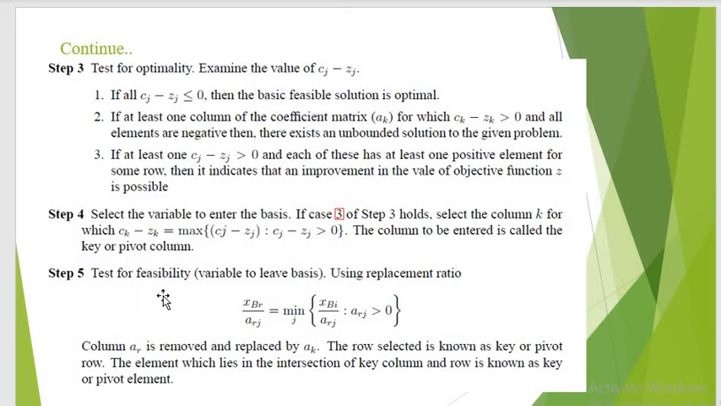Next, in step 5, test for feasibility. That means we will test the variable to leave the basis. For that we use the replacement ratio or minimum ratio method. Here we will calculate XBr by Arj, that is the minimum of all XBi by Aij for Aij greater than 0. Column Ar is removed and replaced by Ak. The row selected is known as the key or pivot row. The element which lies in the intersection of key column and key row is known as the key or pivot element.